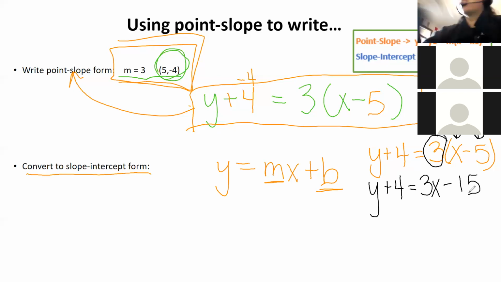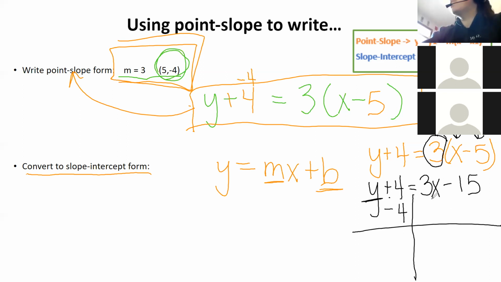Now I'm almost to the point where I have y on one side by itself, but there's a +4 over there. So how do I get rid of that +4? Remember, in algebra, when we want to get rid of something on one side of the equation, we do the opposite operation to get it off of that side and onto the other side. So what's the opposite of +4? -4. Yeah, very good. We're going to subtract 4.